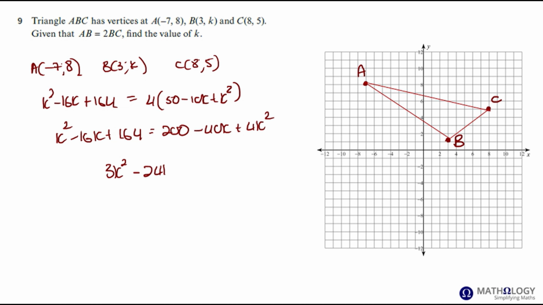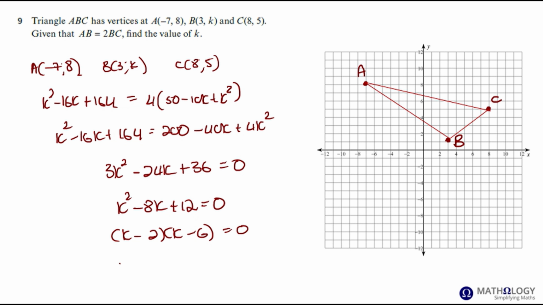Getting this into standard quadratic form, we have 3K squared minus 24K plus 36 equals 0. We can divide through by 3. K squared minus 8K plus 12 equals 0. (K minus 2) times (K minus 6) equals 0. K equals 2 or K equals 6. So B is therefore the point (3, 2) or (3, 6). You should obviously always check your work.